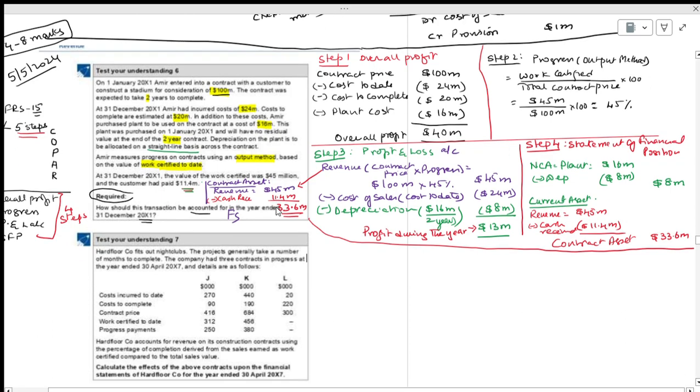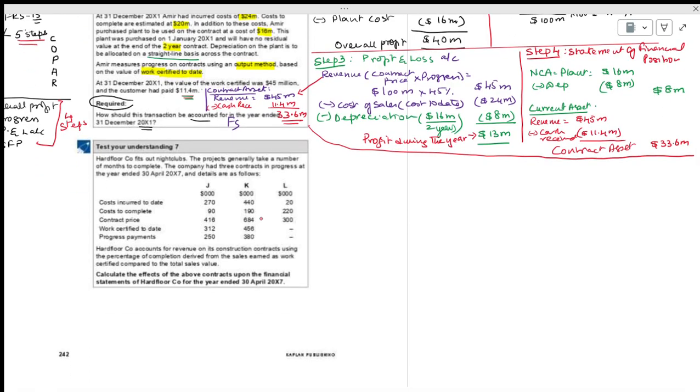It is what they say. They are talking about 3 contracts. Hard floor company fits out nightclubs. Their projects generally take a number of months to complete. The company has 3 contracts. It is only a practice question. At the year end they have 3 contracts in progress, and details are as follows: cost to date, cost to complete, contract price, work certified, progress payments.